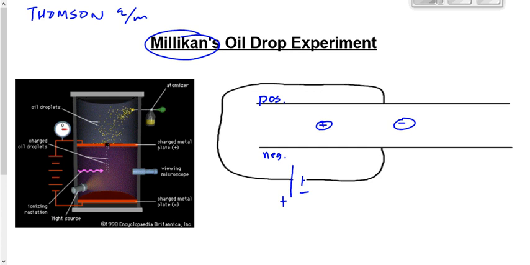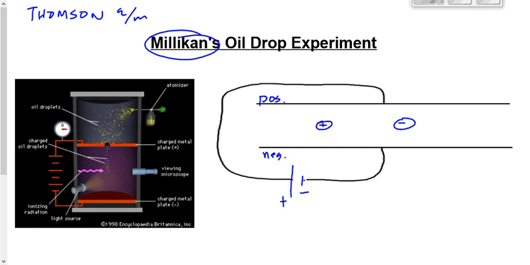Some of them won't be. Sometimes we have to actually irradiate them with X-rays in order to cause them to become charged. How they become charged isn't really important for us. Okay, we just have to assume that they're charged. Whether we had to irradiate them with X-rays or whatever, they're charged. Some positive, some negative.